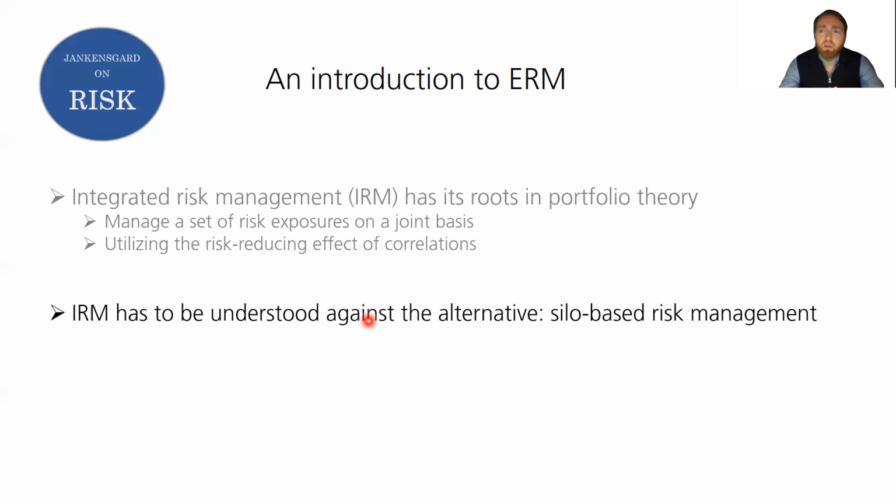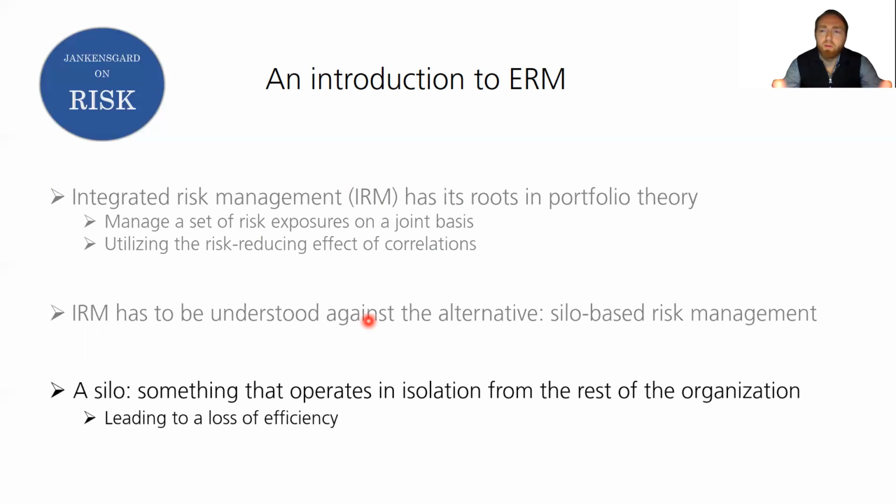And this has to be understood against what came before, right? The so-called silo-based approach to risk management. And the word silo here has a negative connotation. It refers to something that operates in isolation and doesn't integrate with the rest. They're trying to optimize a narrow goal here, and this may not be optimal from the point of view of the firm as a whole. So you have efficiency losses.